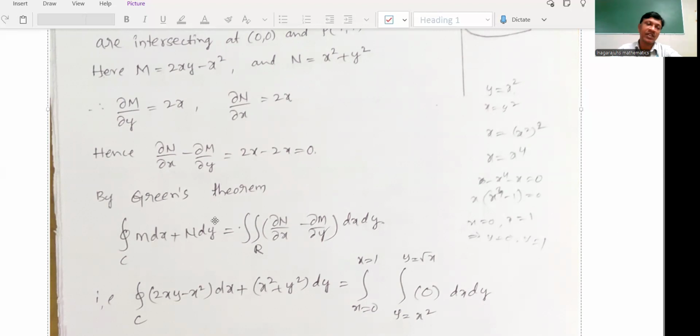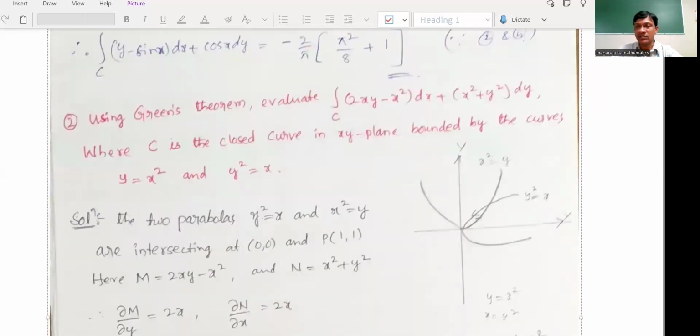By Green's theorem, we have this condition: integral over the closed curve C, M dx plus N dy is equal to double integral over the region R, dou N by dou x minus dou M by dou y, dx dy. So this is equal to finding this area. We will take x values from x is equal to 0 to x is equal to 1. This is the lower curve, this is the upper curve. For the upper curve, we can take y is equal to root x. For the lower curve, we will take y is equal to x square.